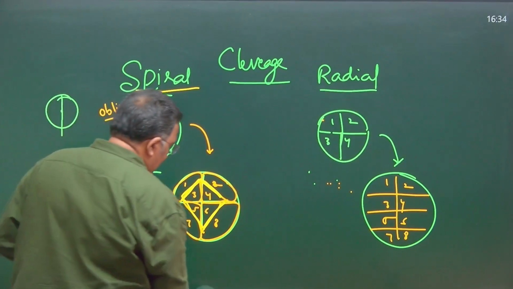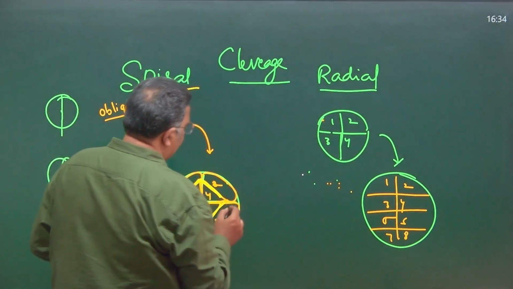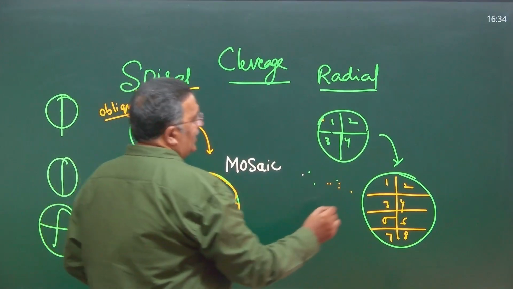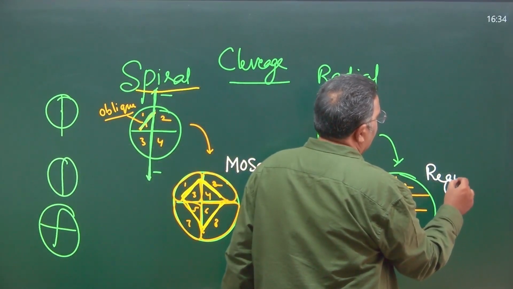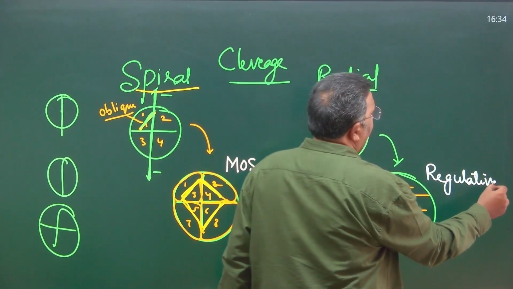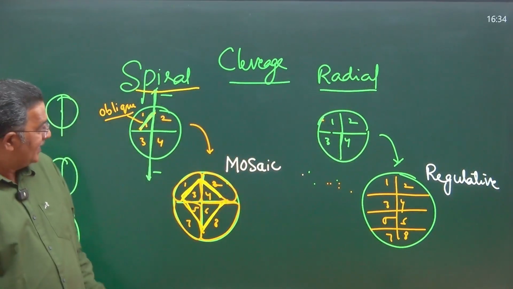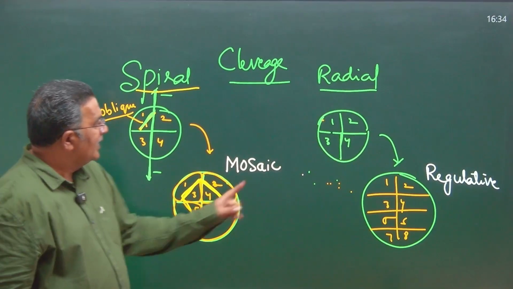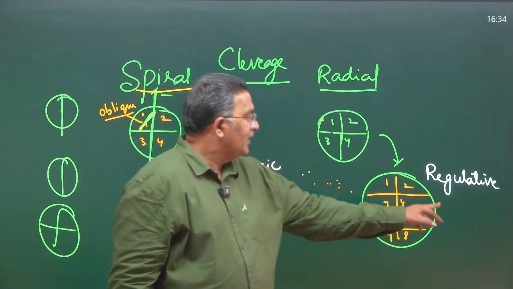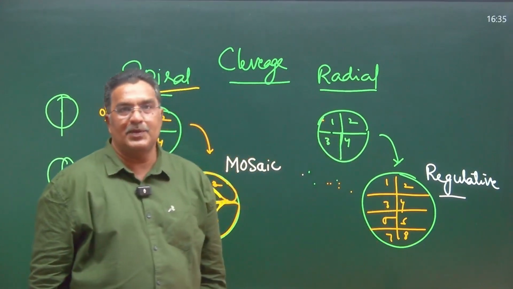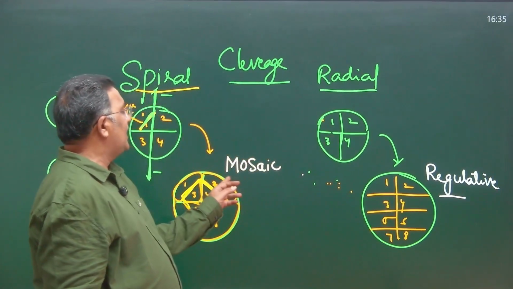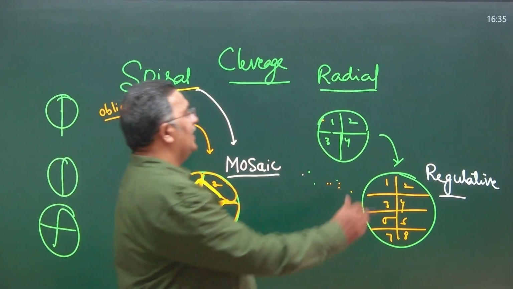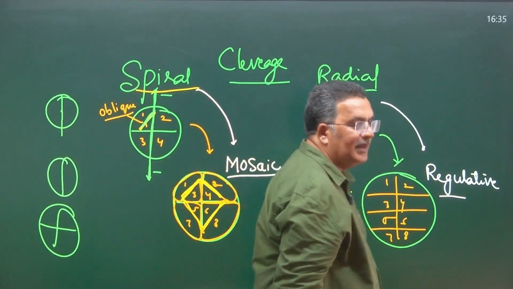Now, here itself we can recognize the mosaic embryo, and these other kinds of embryos are called regulative embryos. What is mosaic? Oblique cleavage makes a zigzag, mosaic type of embryo. Due to the radial straight lines, we get a regular pattern embryo. So, spiral cleavage results in a mosaic embryo, and radial cleavage results in a regulative embryo.